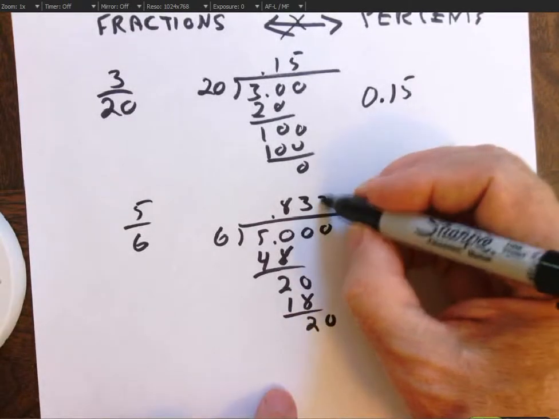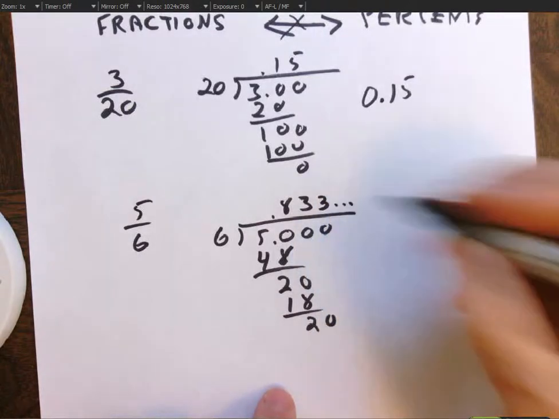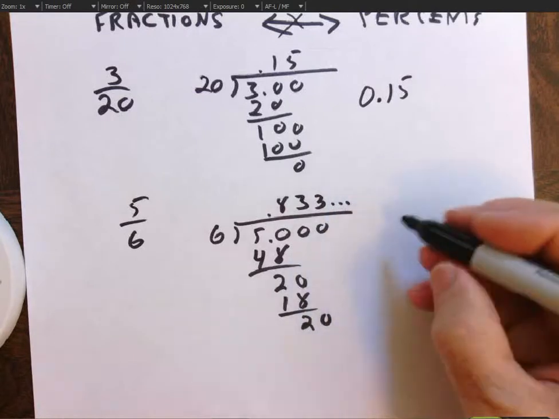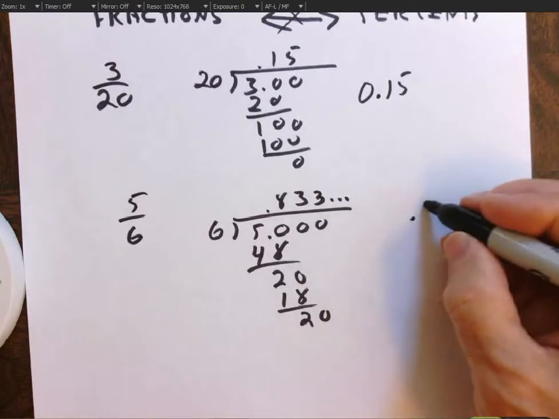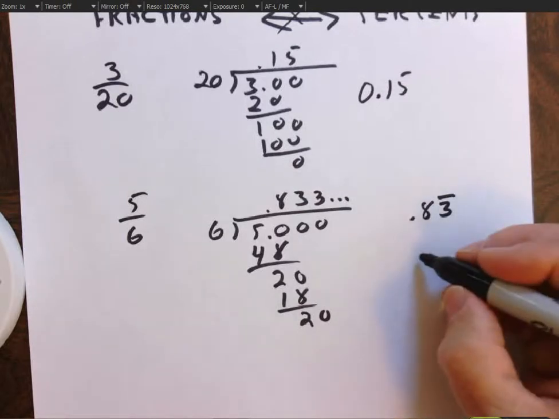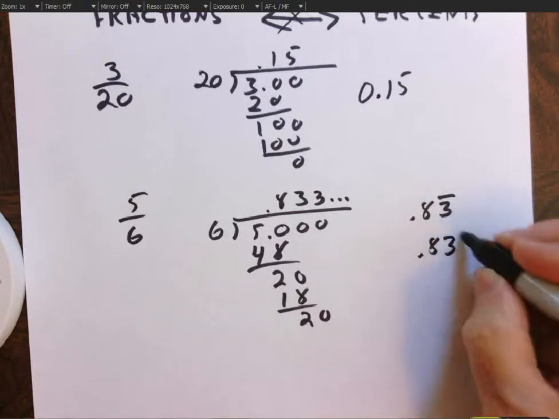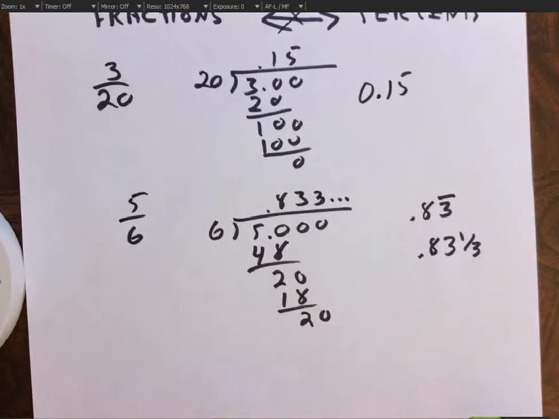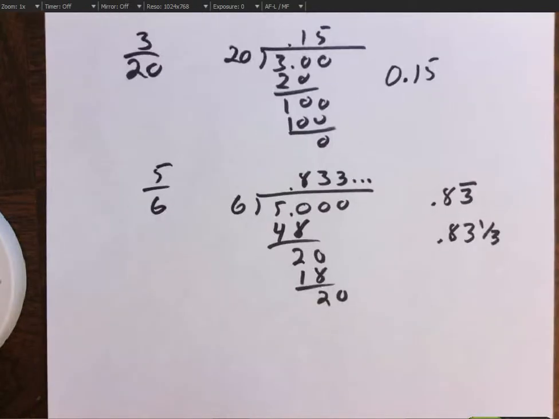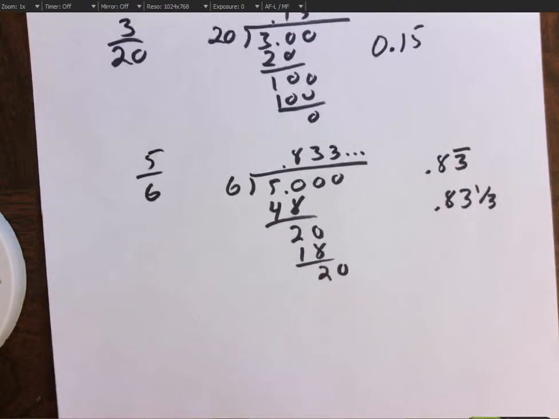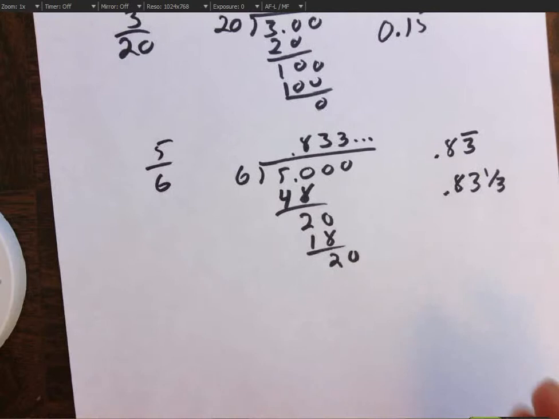6 into 20. So ways to write this are 0.833 with 3 dots to show it's repeating, or 0.83 with a bar over it to show it's repeating, or I can write 0.83 and 1/3. Cut it off anywhere I want to make a fraction out of the rest of it. So that's converting fractions to decimals.